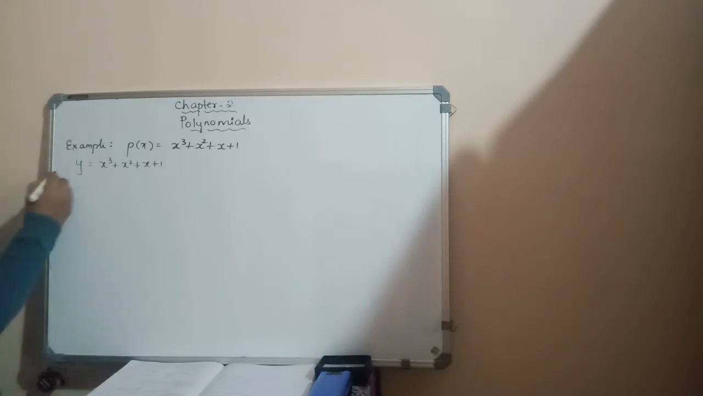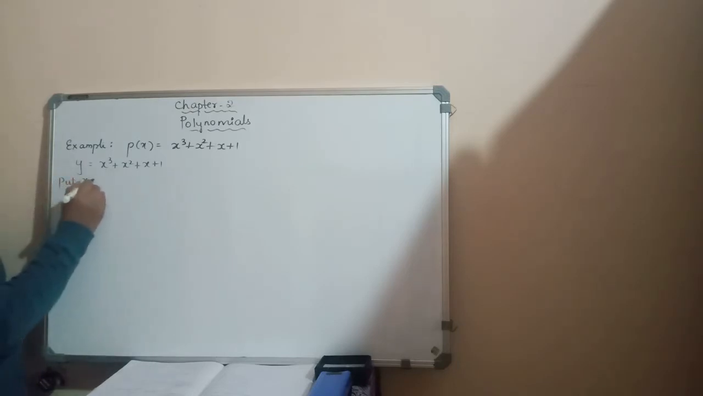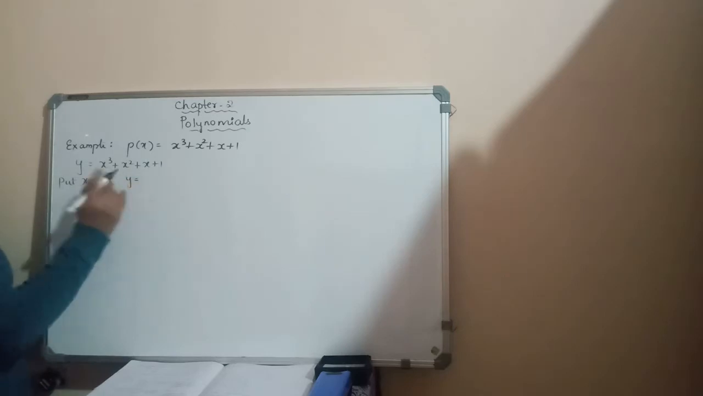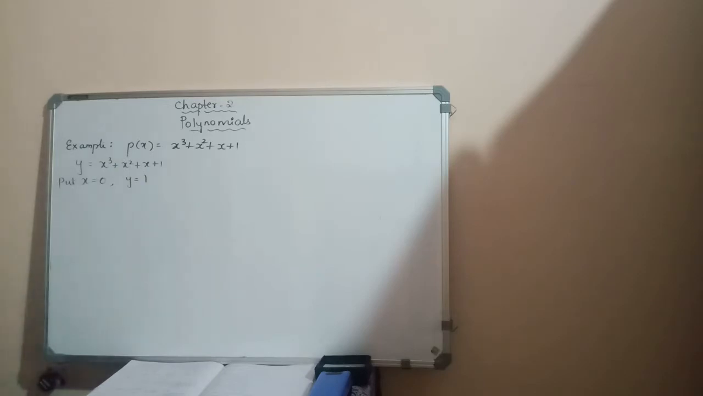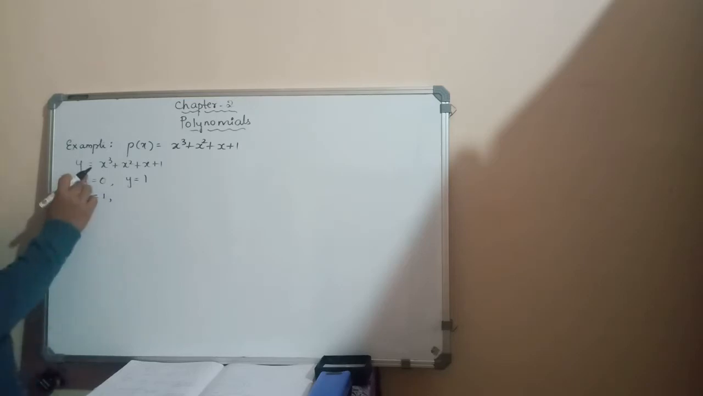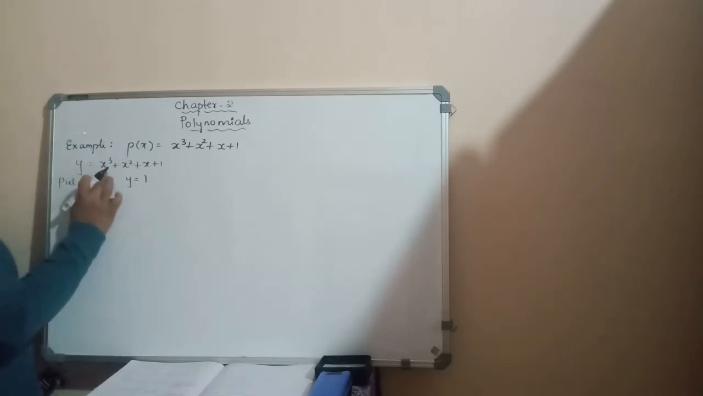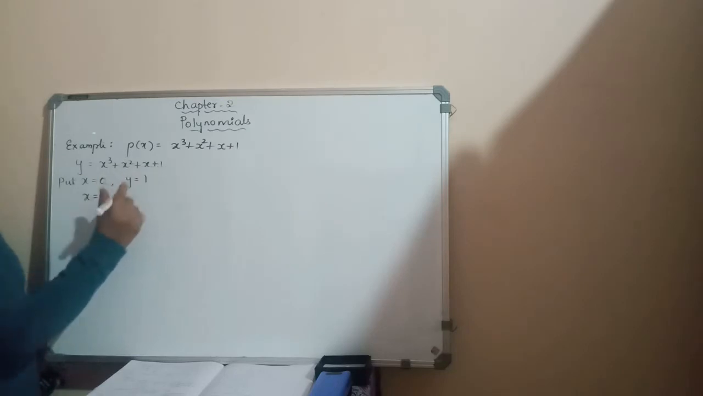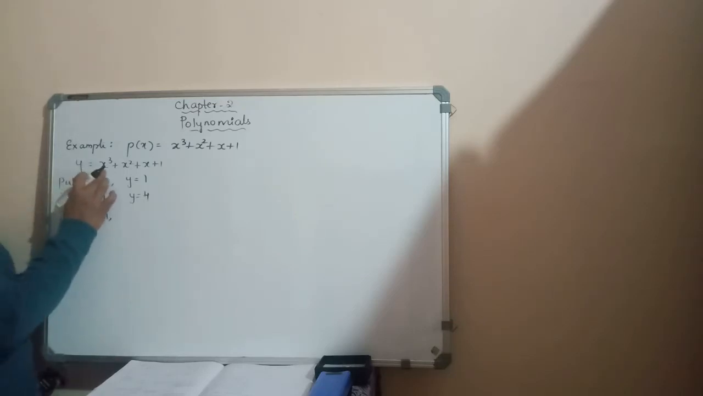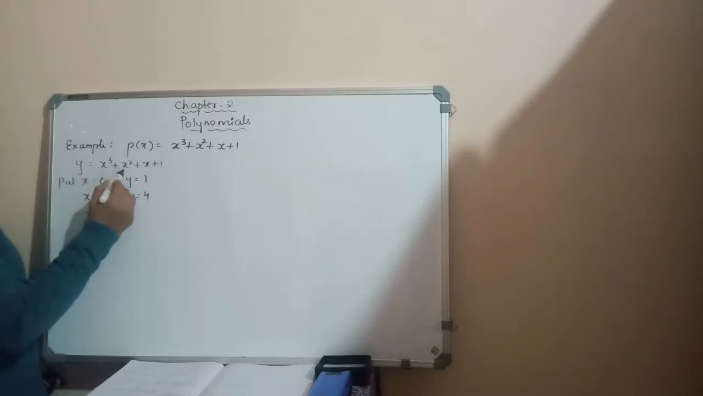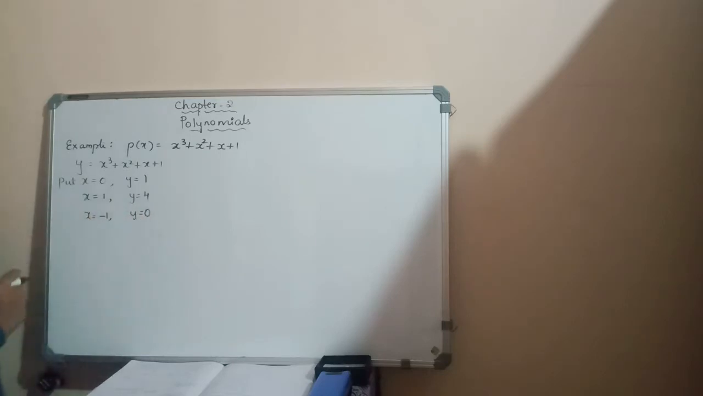Now, put x equals 0, then y equals 0 plus 0 plus 0 plus 1. So, when x is 0, y is 1. When x is 1, then y is 1 plus 1 plus 1 plus 1, so y is 4. Similarly, when x is minus 1, then you get minus 1 plus 1 minus 1 plus 1, which is 0. So y equals 0.